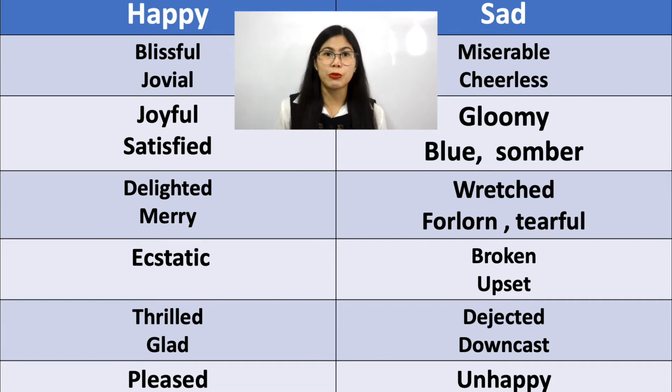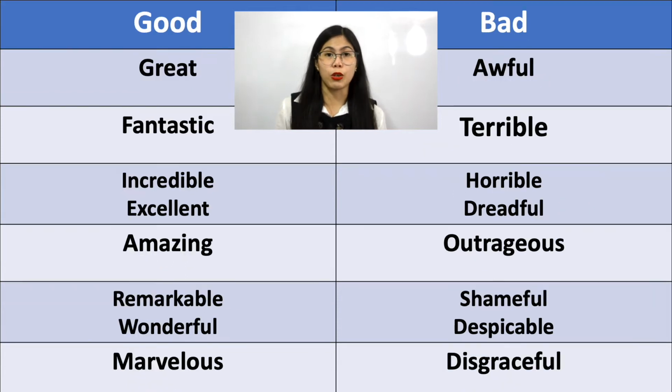If you want to describe something as good, you may also write great, fantastic, incredible, excellent, amazing, remarkable, wonderful, and marvelous. And if you want to describe something as bad, you may also write awful, terrible, horrible, dreadful, outrageous, shameful, despicable, and disgraceful.